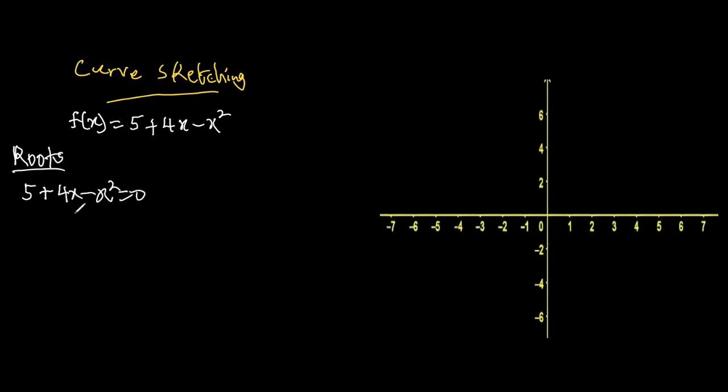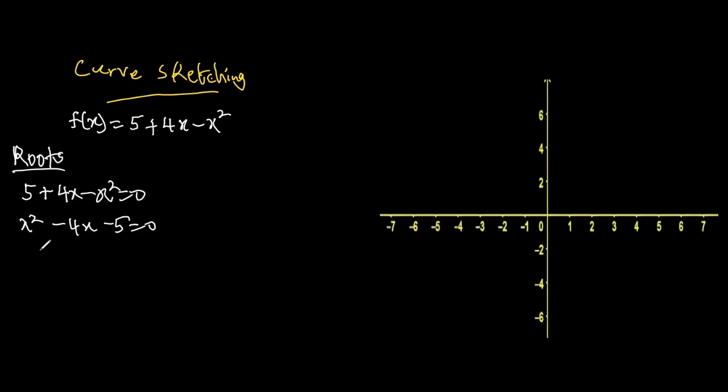Now, if you rearrange this, move everything so that you properly see this equation, you're going to get x squared, if you multiply by -1, minus 4x minus 5 equals 0.